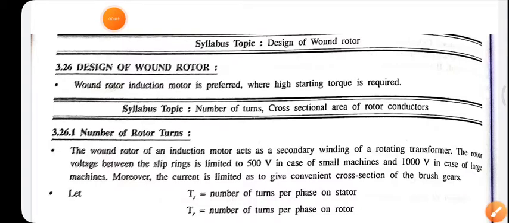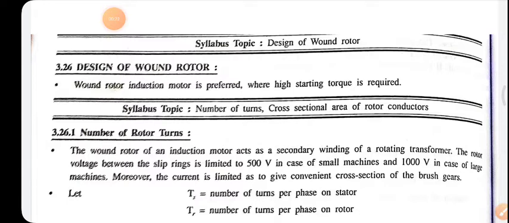Hello students, in today's lecture of AC machine design, we are going to see the design of wound rotor. We have already completed in our previous lectures the design of the squirrel cage rotors. Now we are going to see another type of the rotor, that is wound rotor type. Generally, wound rotor type is preferred where the requirement of high starting torque is present.